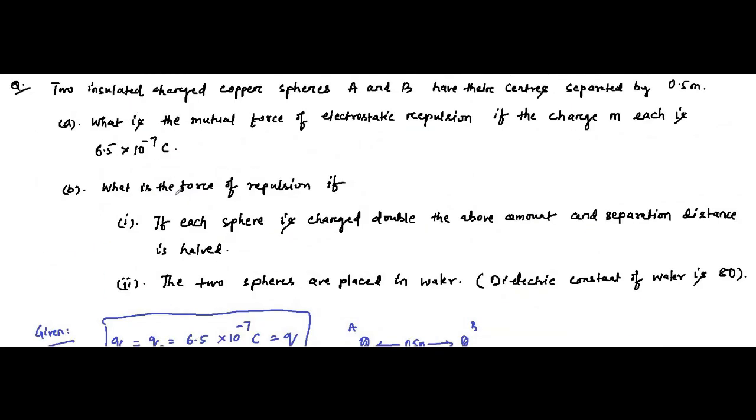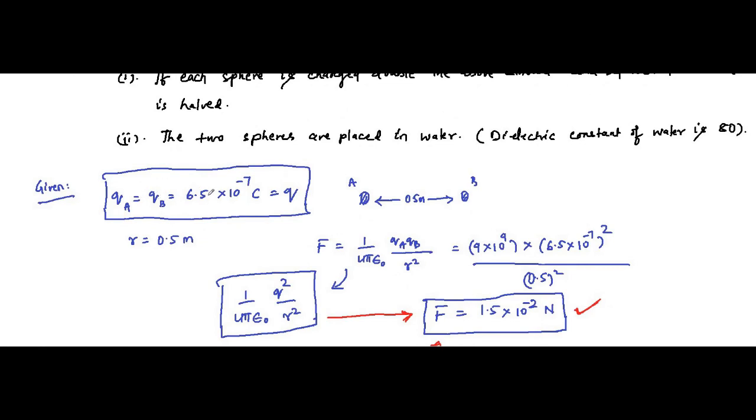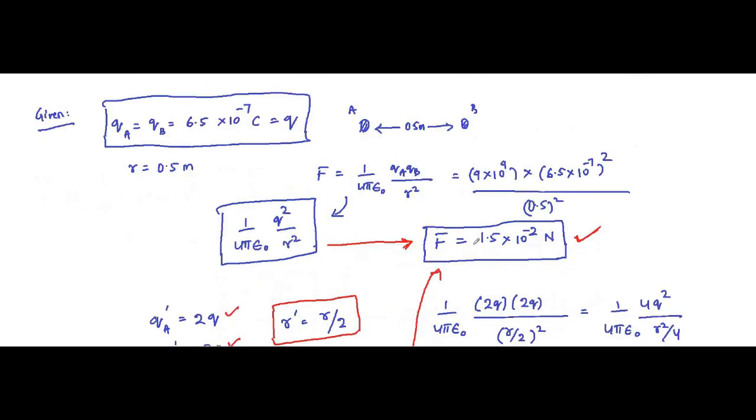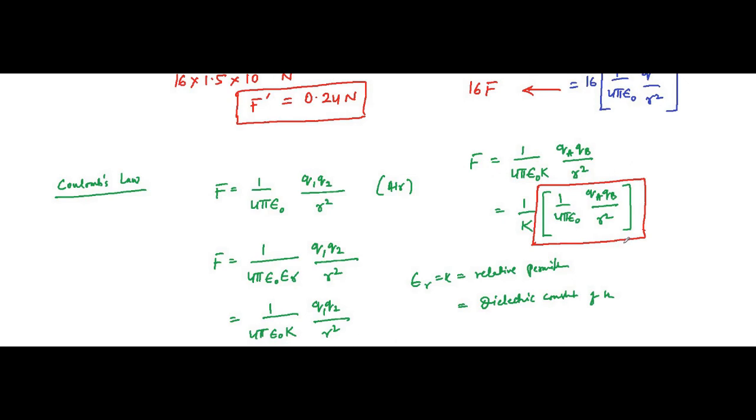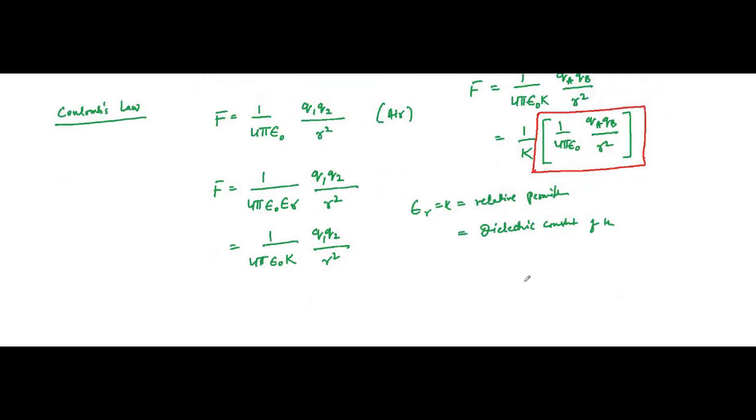This is for the original question, where qa qb is equal to 6.5 into 10 to the power minus 7 Coulomb, r is 0.5 meter, everything stays the same, only the medium becomes water instead of air. So that force is 1.5 into 10 to the power minus 2 Newton. So when they are placed in water, it becomes 1 by K times 1.5 into 10 to the power minus 2 Newton.